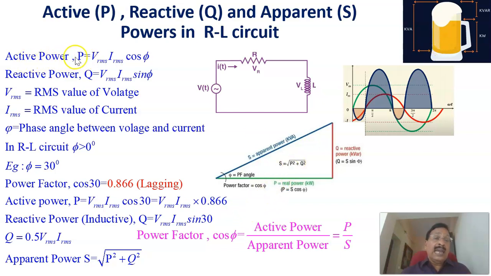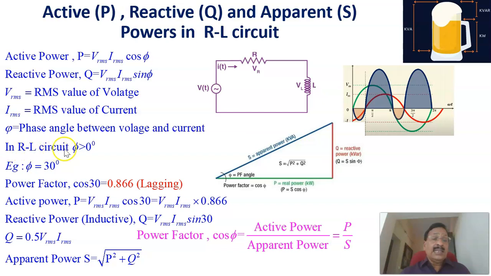Therefore, the active power is given by P equal to Vrms into Irms into cos phi, and reactive power Q equal to Vrms into Irms into sin phi. Already we have seen, phi is the power factor angle, that is the angle between the active power and the apparent power, or we can say it is the angle between the voltage and current. Vrms is the RMS value of the voltage, Irms is the RMS value of the current, and phi is the phase angle between the voltage and current.